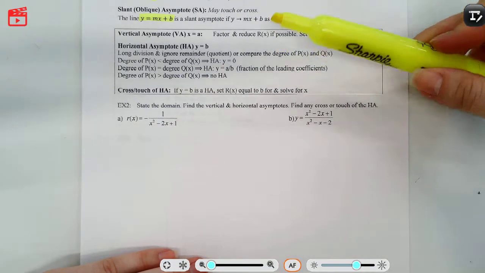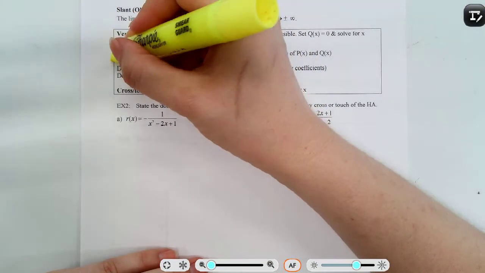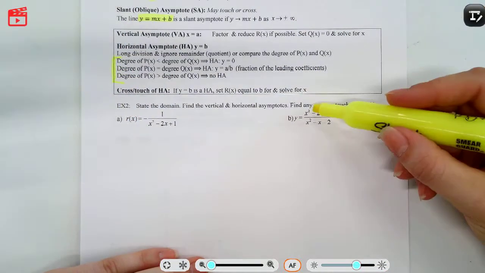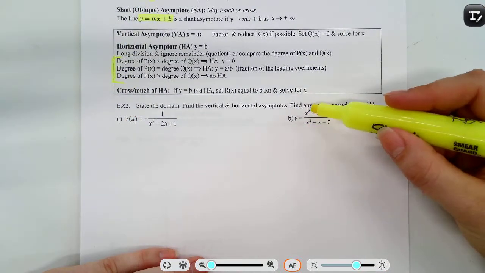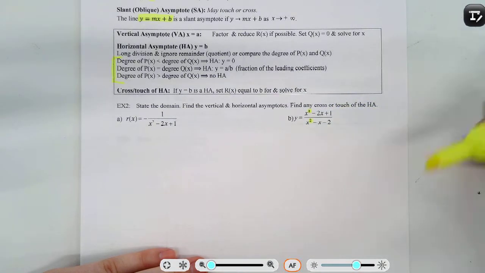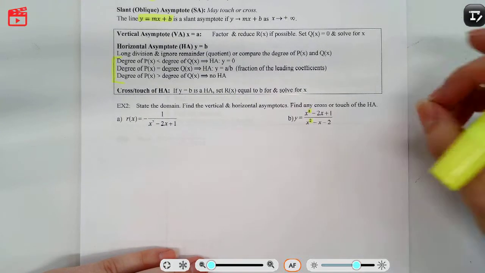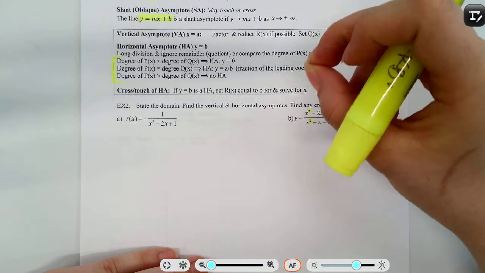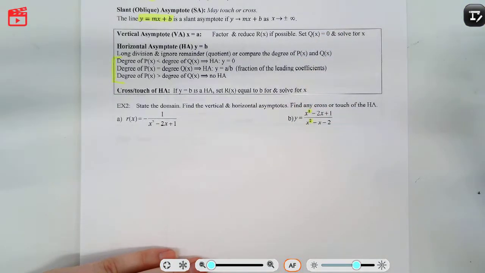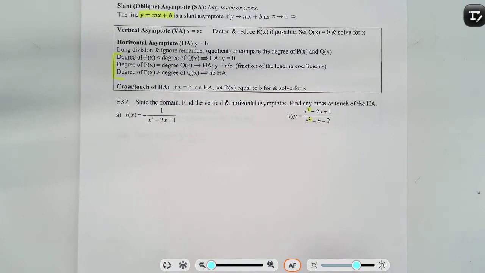For horizontal asymptotes, you could do long division. That's one way. The other way that we tend to do now is we look at the degree and compare the degree of the top. If we look at this example, we'd be comparing the 2 degrees here and here, and we'll go into that in a second. For a cross-touch point, whatever horizontal asymptote you found, you just set that equal to your function and see if you come up with a value. So we're going to get into those examples now.